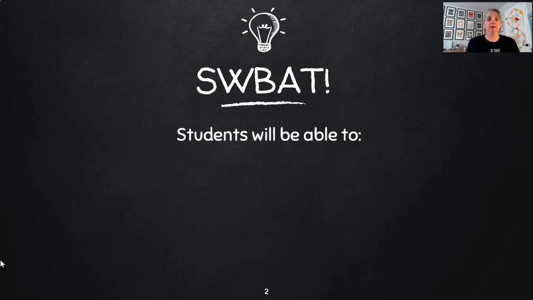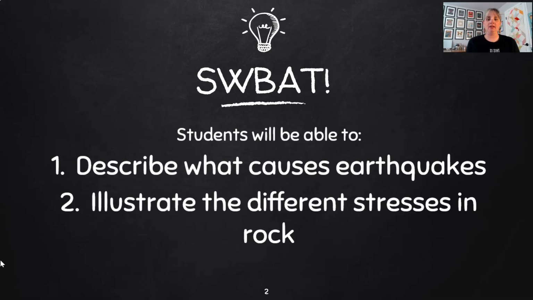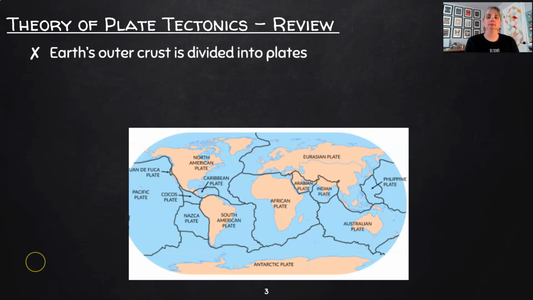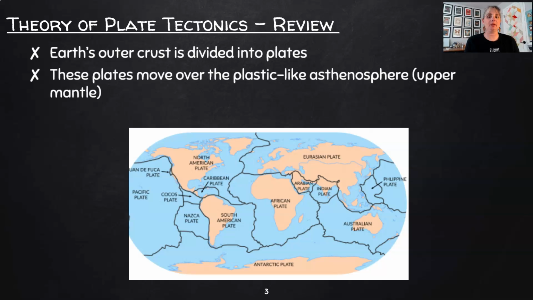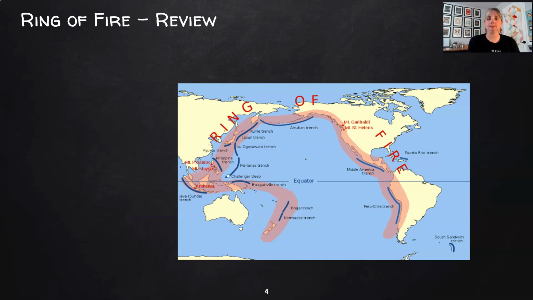SWOT! Students will be able to describe what causes earthquakes and illustrate the different stresses in rock. Alright, so we're doing a little bit of review to get us started here. The theory of plate tectonics is that the Earth's outer crust is divided into plates. These plates move over the plastic-like asthenosphere, and they're pulling apart, bumping into each other, and sliding past each other. So we've got divergent, convergent, and transform boundaries.